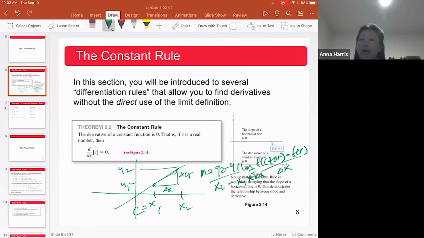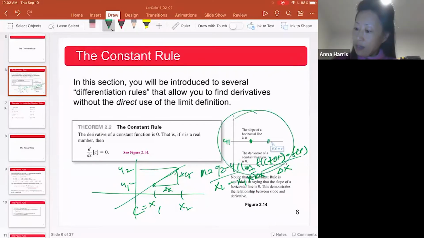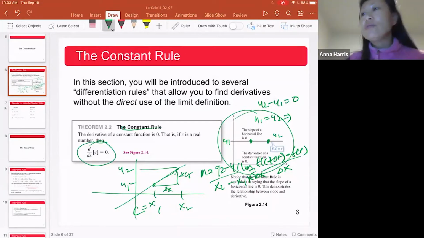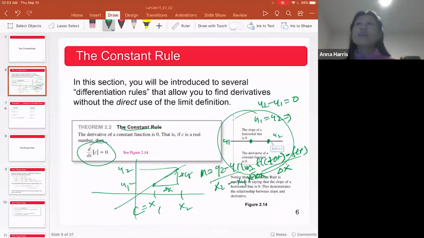Okay, but if the function is a constant, like this over here, y1 is the same as y2, so there's no difference, right? Which means if I do y2 minus y1, it gives me what? 0. That is why the constant rule says the derivative of a constant function is always 0. So that's the easiest thing. You like the constant function because it doesn't change. You don't have any change.